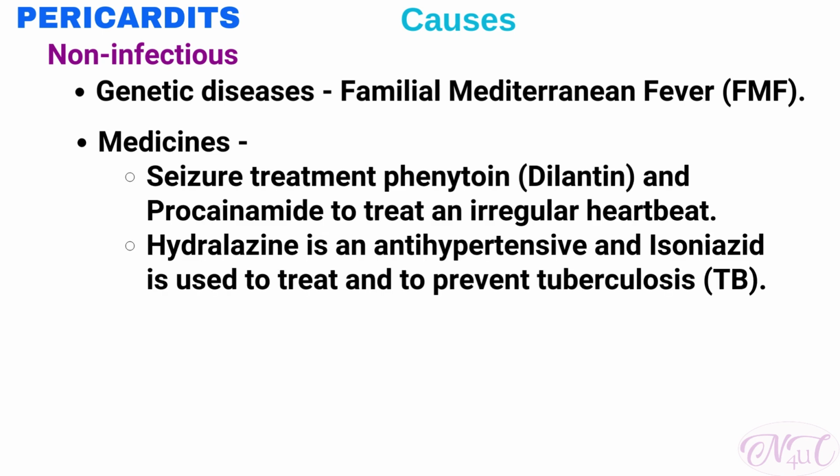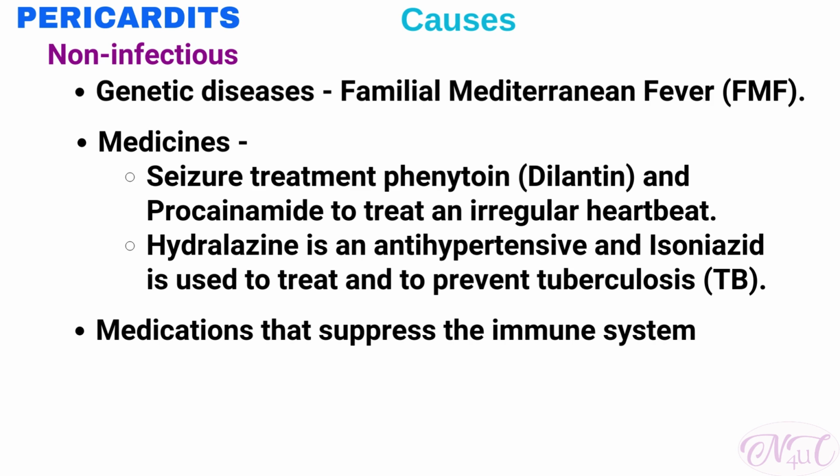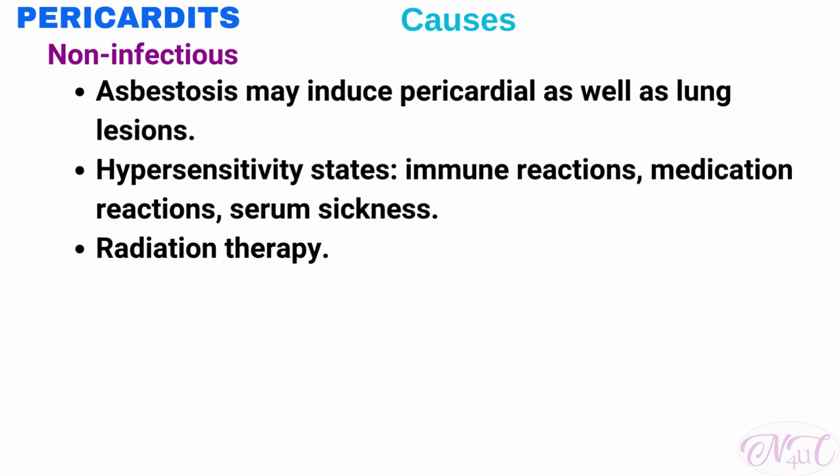Some medicines such as the seizure treatment phenytoin, and medicines called procainamide to treat an irregular heartbeat, hydralazine, an antihypertensive drug, and isoniazid, used to treat and to prevent tuberculosis. These all can cause pericarditis. Medications that suppress the immune system are a rare cause of pericarditis. Asbestosis may induce pericardial as well as lung lesions. Hypersensitivity states like immune reactions, medication reactions, and serum sicknesses all can cause pericarditis. Radiation therapy also can cause pericarditis.